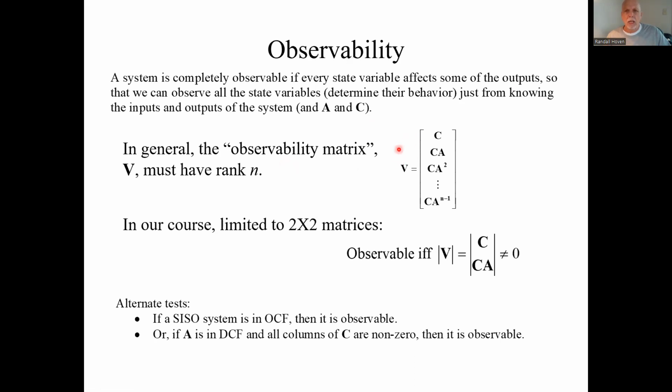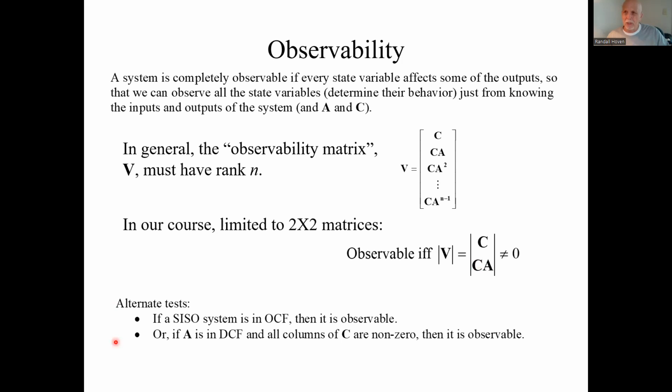Again, we have what we call an observability matrix V that's formed this way. It only involves the matrices A and C of the state space model. This observability matrix must have rank n, where n is the number of states in the state vector. If we limit ourselves to 2x2 matrices, it's observable if this determinant is not equal to 0. The top row is C, the second row is the product CA.